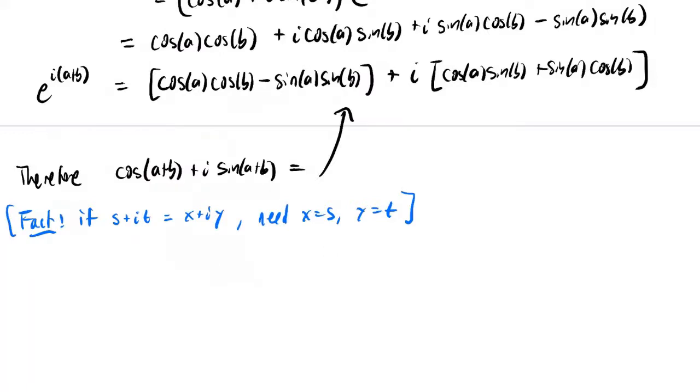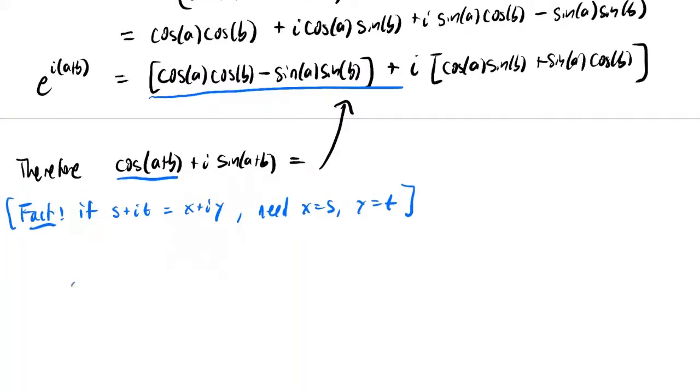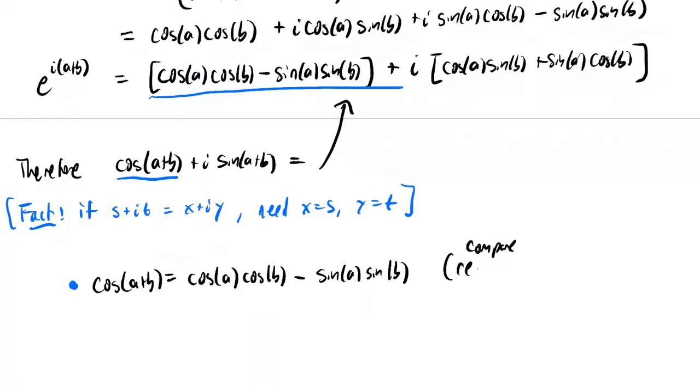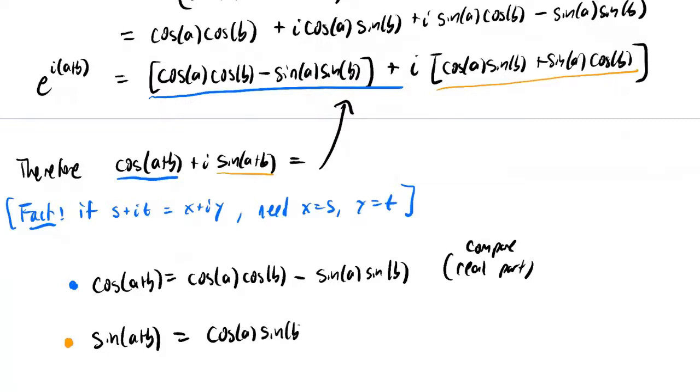And so if we look at this, well, what is the real part of the left? I have cosine of a plus b. On the right side, I have cosine a cosine b minus sine a sine b. And so this tells me that cosine of a plus b has to equal cosine a cosine b minus sine a sine b, right? So this is from comparing the real parts. On the other hand, if I compare the imaginary parts, on the left-hand side I have sine of a plus b, and on the right-hand side I have this other term. If I compare these terms, they have to be equal. So this tells me that sine of a plus b has to equal cosine a sine b plus sine a cosine b. Right, so this is from comparing the imaginary part.